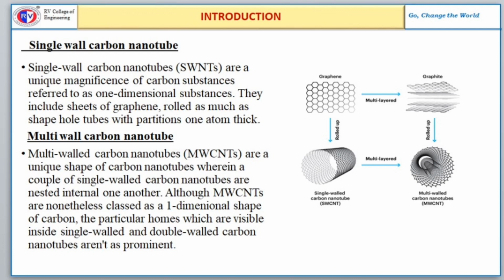Now moving to the multi-walled carbon nanotubes. Multi-walled carbon nanotubes are a special form of carbon nanotubes in which multiple single-walled carbon nanotubes are nested within each other. They are elongated cylindrical nano objects made of sp2 carbon. They are 3 to 30 nanometers in diameter and can grow up to several inches long.